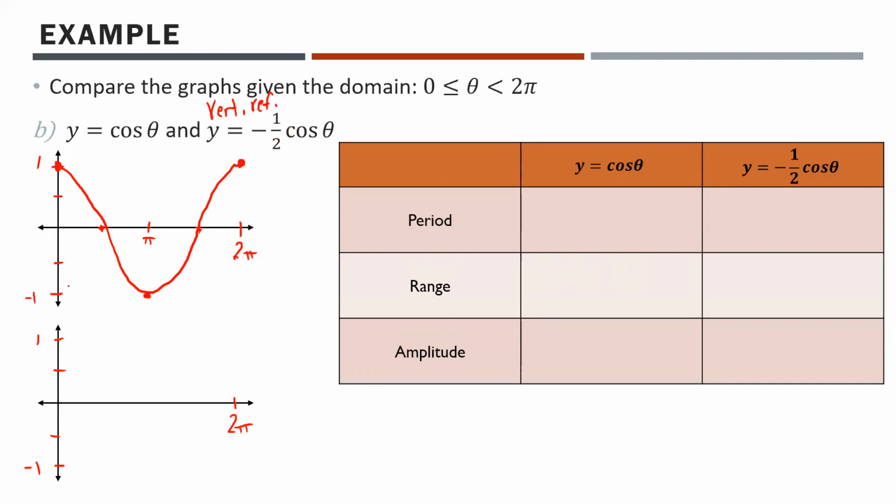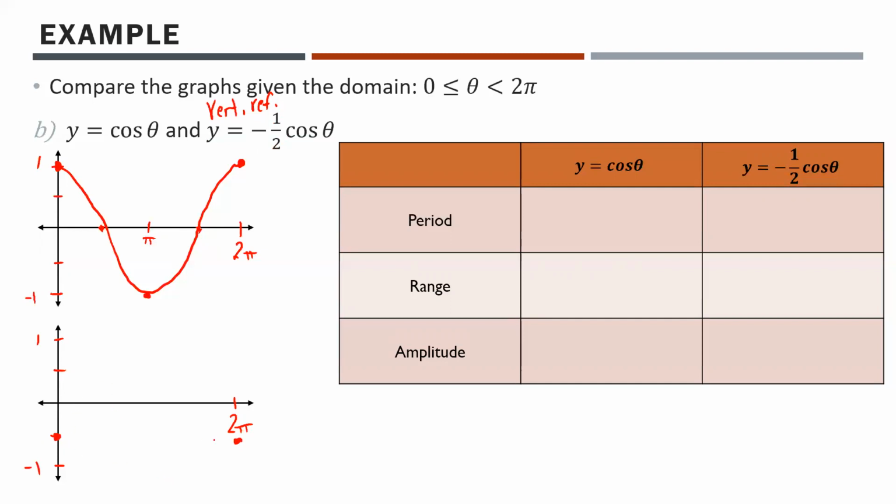But our minimum isn't going to be -1 this time around. It's going to be -1/2 instead, because again, our amplitude this time is only going to be 1/2. So instead of starting at a maximum, because of this vertical reflection, I'm going to be starting at my minimum. And since I'm starting at my minimum, and this is just a vertical stretch, so it won't affect the period, my next minimum is going to be here at 2 pi, because it's going to complete one cycle to get there.